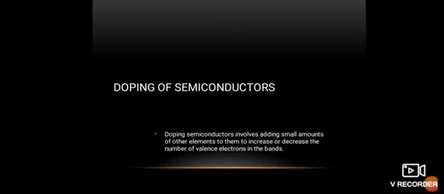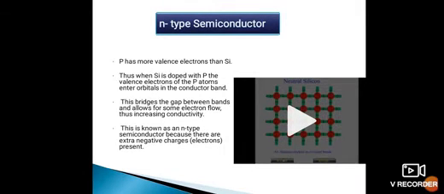So doping semiconductors involves adding small amounts of other elements to them to increase or decrease the number of valence electrons in the orbits. There are two types of semiconductor that way. One is N-type semiconductor and the second one is P-type semiconductor. For example, silicon and germanium are the two examples which we usually take when considering semiconductors. These silicon and germanium come under the 14th group.